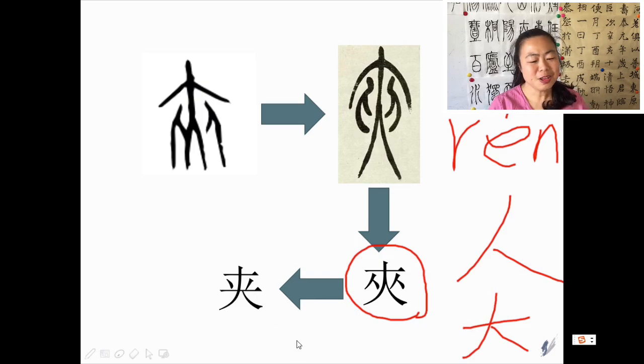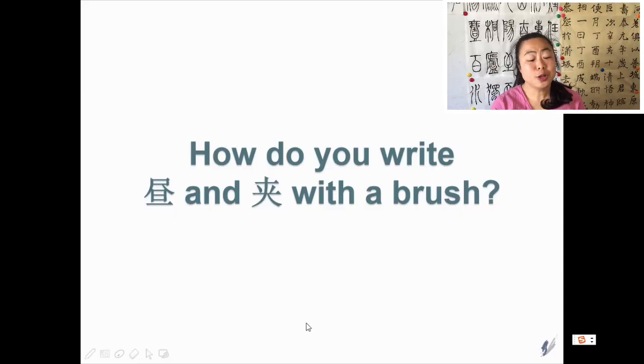Okay, now think about it. How do you write zhòu and 加 with a brush? You think about it and try with your brush. I will show you how to do it in the next lesson.